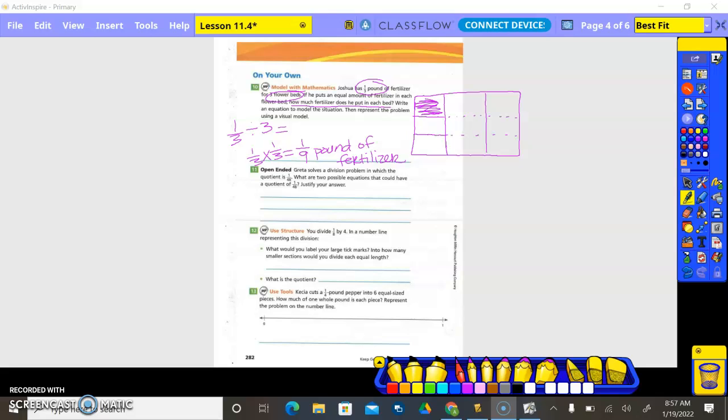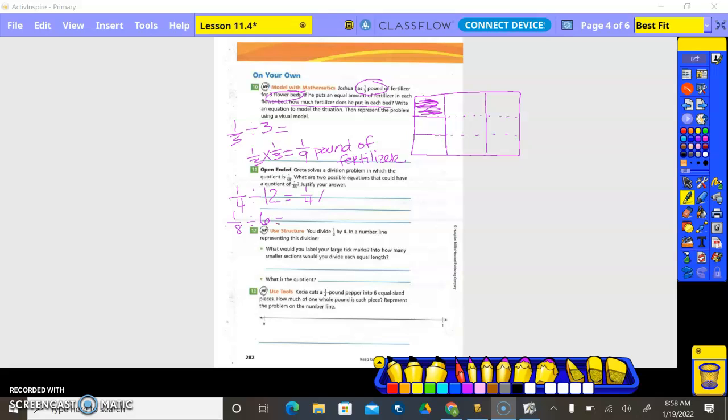Number 11, open-ended. Greta solves a division problem in which the quotient is 1/48. What are 2 possible equations that could have a quotient of 1/48? So we need to think of multiples of 48. So we could do 1/4 divided by what? 12. And then we're going to check that. What else can we do? Could I also do 1/8 divided by what? 6. So let's check them.